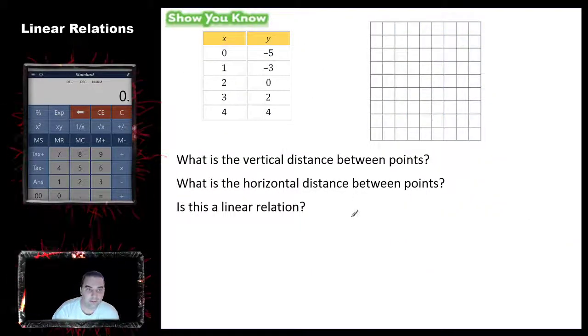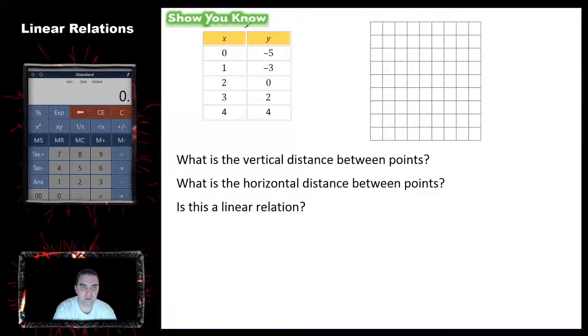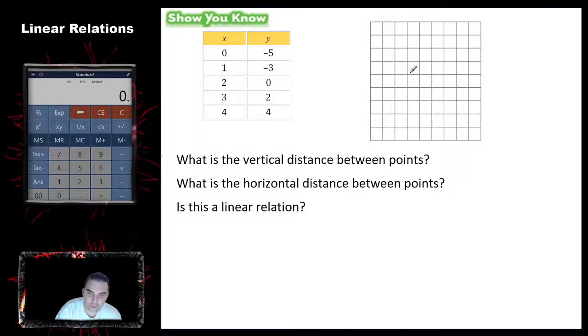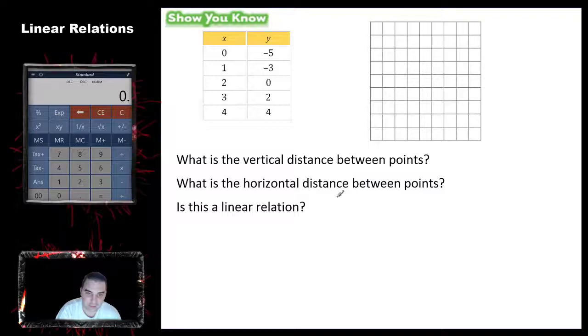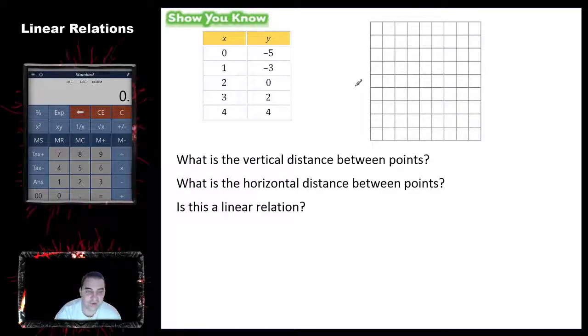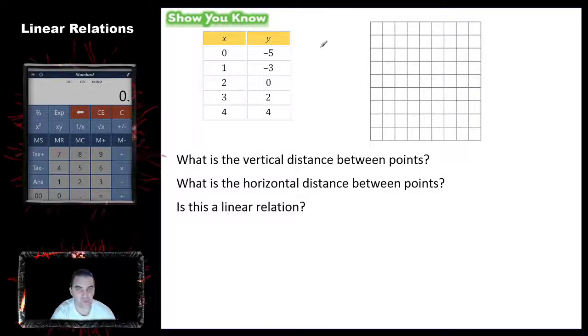I already showed you the answer. But try this out. Show you know. What I want you to do is the same thing. Find the vertical distance, horizontal distance, graph it. You can just sketch it on a paper and make it work out and find out whether it's a linear relation. So because it's a show you know, pause the video now, try it out, and then I will show you the answer.